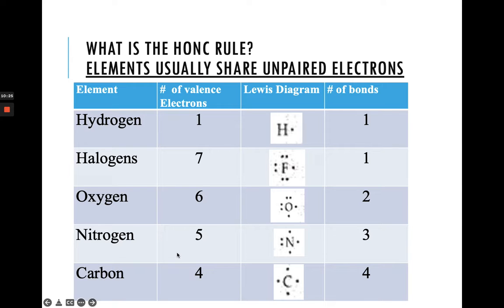Nitrogen has 5 valence electrons, so in its electron dot structure, it actually has 3 empty seats, 3 holes: 1, 2, 3. So it will make a bond so that it can fill those 3 empty seats. So it makes 3 bonds. And carbon, which has 4 empty seats, will make 4 bonds. Okay, so you're going to use this to figure out how to put these non-metal elements together in molecules that make sense.